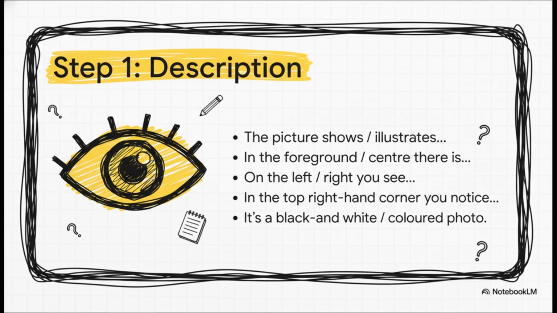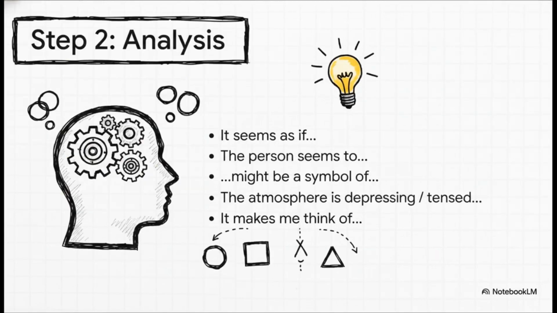For step 1, description, you just stick to the facts. No opinions yet. Use phrases like, the picture shows a young boy, or in the foreground there is. Just be precise. You're basically just setting the scene for your analysis. Now for step 2, analysis. This is where you start to interpret.